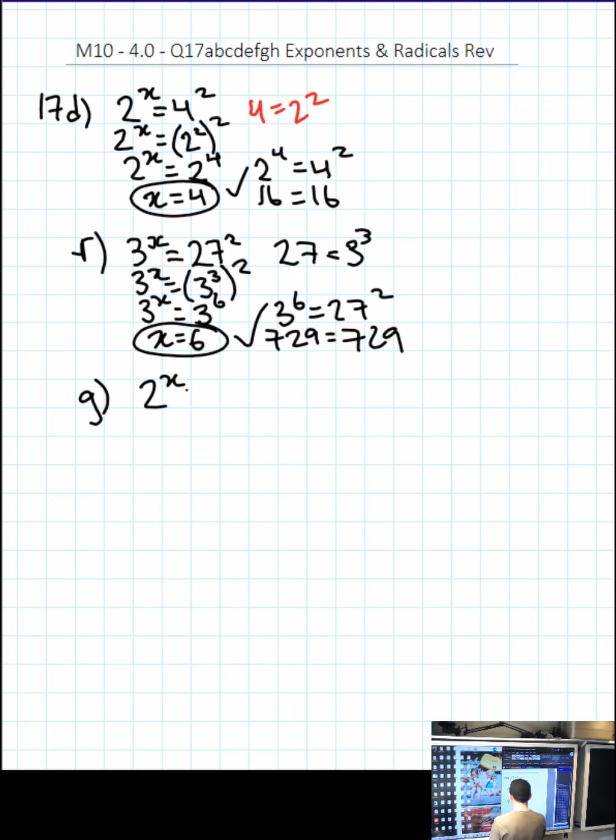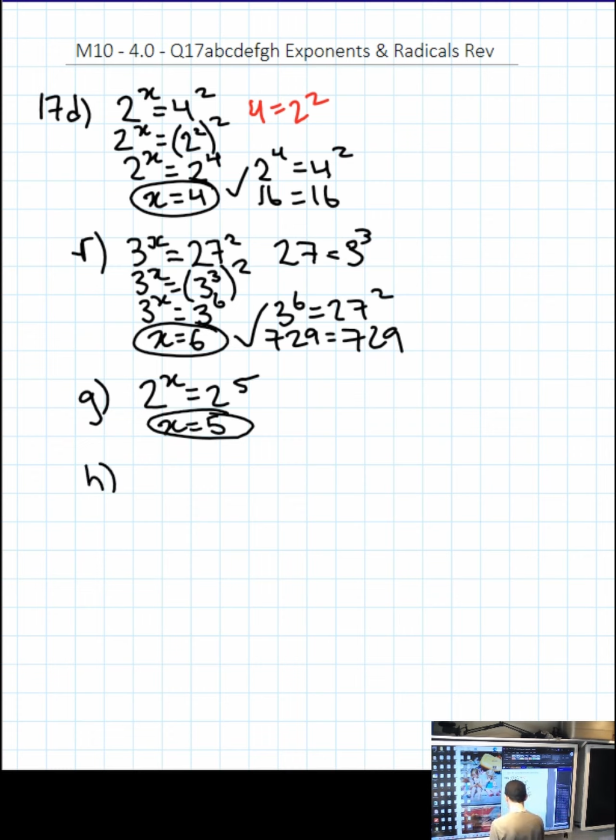2 to the x equals 2 to the 5. So this question is already done for you. We can clearly see that the exponent x just equals 5. If we have the same base, make the exponents equal to each other.